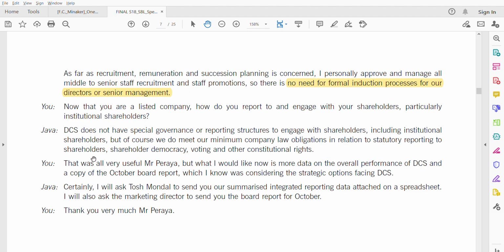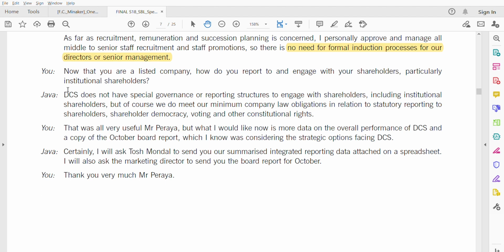Now that you are a listed company, how do you report to and engage with your shareholders, particularly institutional shareholders? DCS does not have a special governance or reporting structure to engage with shareholders. Again, does not have special governance or reporting structure to engage with shareholders. Being a limited company, you should have, right, including institutional shareholders, but of course we do meet our minimum company law obligations in relation to statutory reporting to shareholders, shareholder democracy, voting and other constitutional rights.